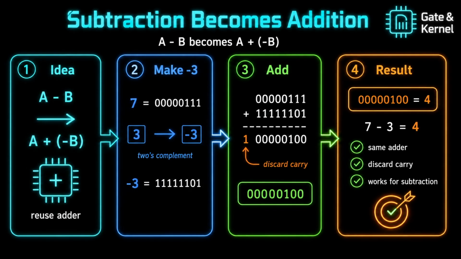Chapter 14. Subtraction becomes addition. 2's complement also makes subtraction elegant. Instead of building completely separate arithmetic for a minus b, the processor can calculate a plus -b. Negative b is created with 2's complement. For example, 7 minus 3 becomes 7 plus -3. 7 is 00000111. -3 is 11111101. Add them and discard the extra carry. The result is 00000100. That is 4. So subtraction can reuse much of the same addition hardware.